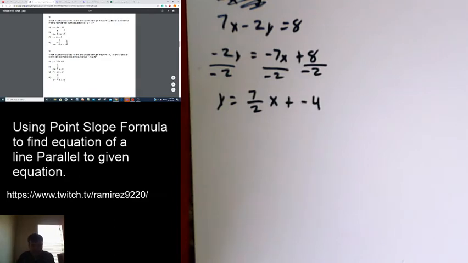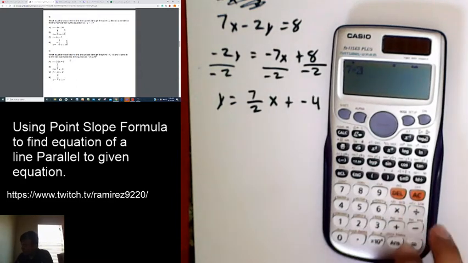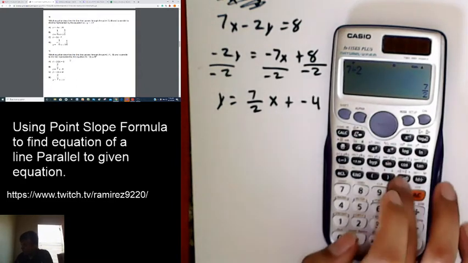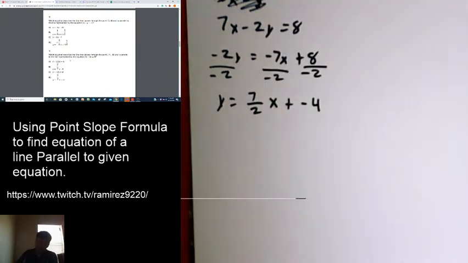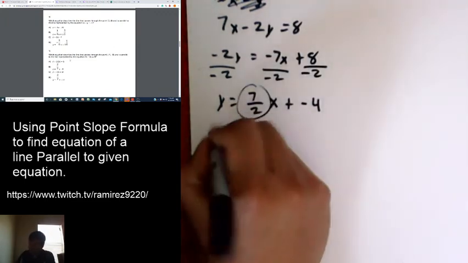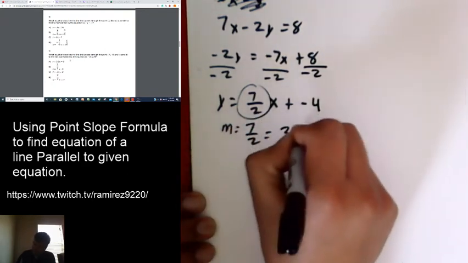This one has it flipped, so D is out. C just has -7, that's out. B is just 2/7, that's out. Now A says 3.5. And if you were to divide 7 divided by 2, I don't know if you can see my calculator or not, but you actually get 3.5. So my slope is 7 over 2, which is 3.5.